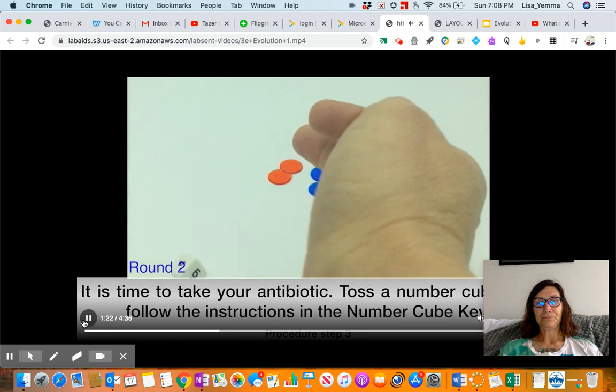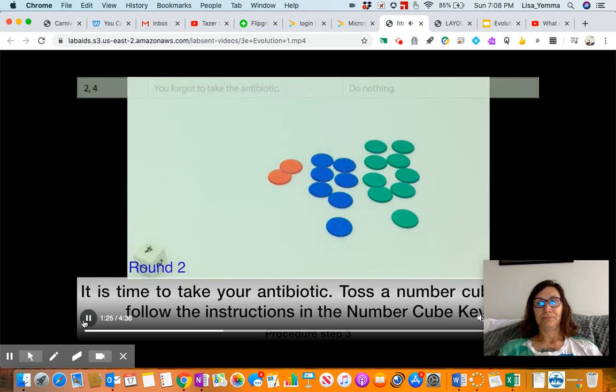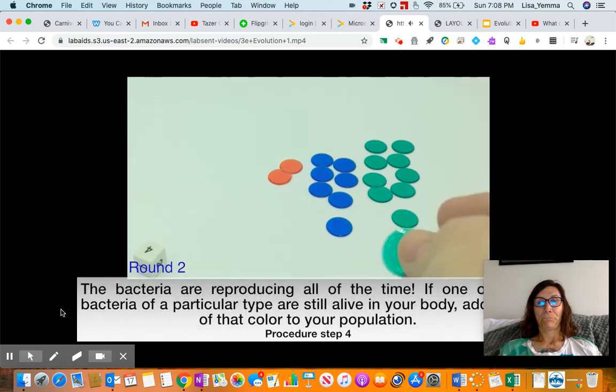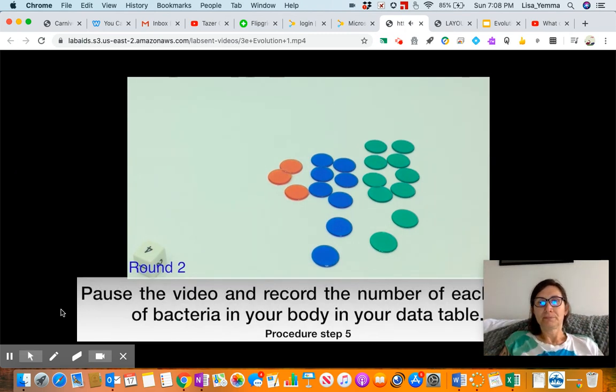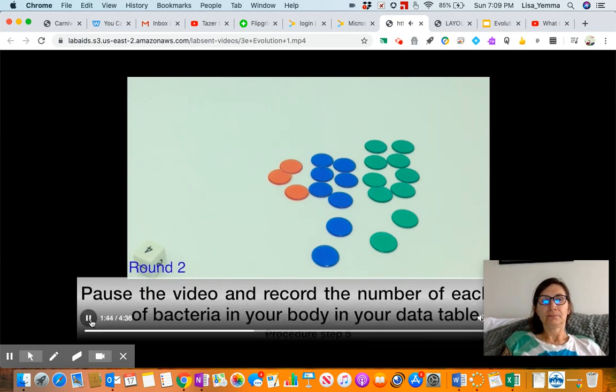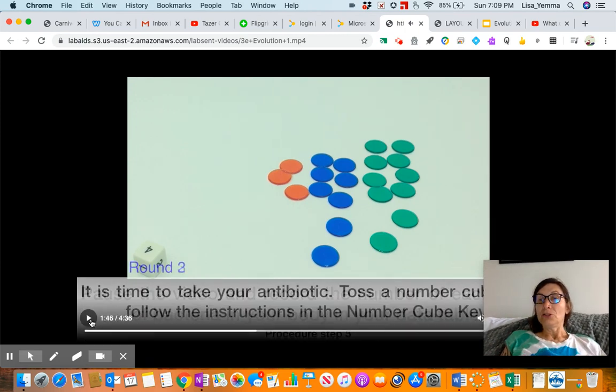Round 2. It is time to take your antibiotic. Toss a number cube and follow the instructions in the number cube key. You forgot to take the antibiotic. Do nothing. The bacteria are reproducing all the time. If one or more bacteria of a particular type are still alive in your body, add 1 disc of that color to your population. Pause the video and record the number of each type of bacteria in your body in your data table. So now our end of day 2, what do we have? You forgot your medicine. And when you forget your medicine, you can't kill any, but they're still reproducing. So I have 10, 8, 3.